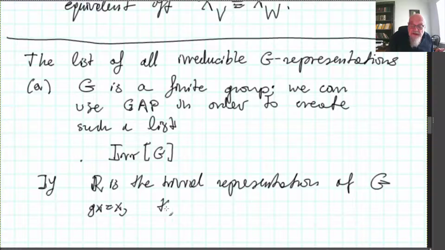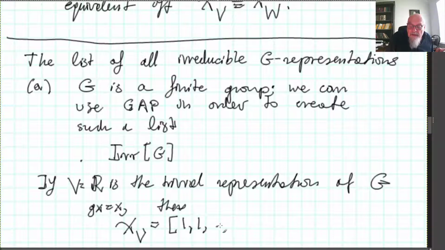So R is a trivial representation. The character of such a representation is 3. Such a representation is exactly the matrix which is 1, 1, 1 everywhere. So this is trivial, and we denote this trivial representation as V0.